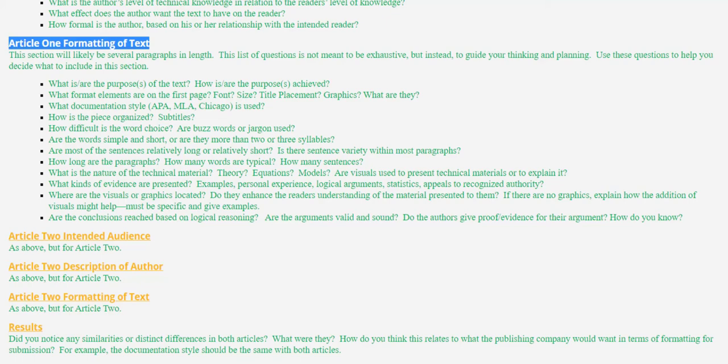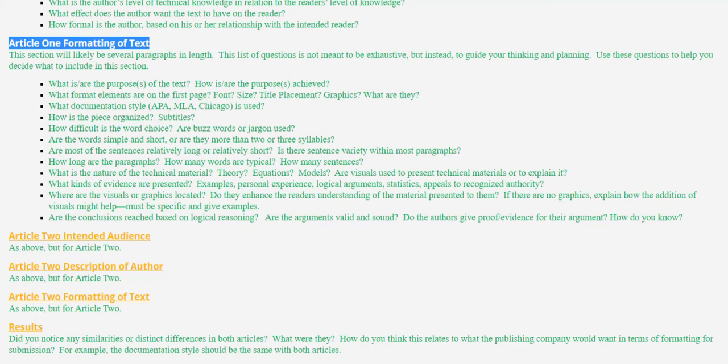How is it formatted on the page? Do they have little excerpts that have quotes pulled out like you sometimes see in magazines? Are there subtitles? Are those in a larger font or a different font? Are they bolded, underlined, italicized?